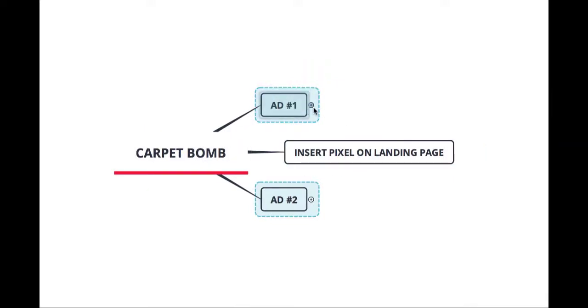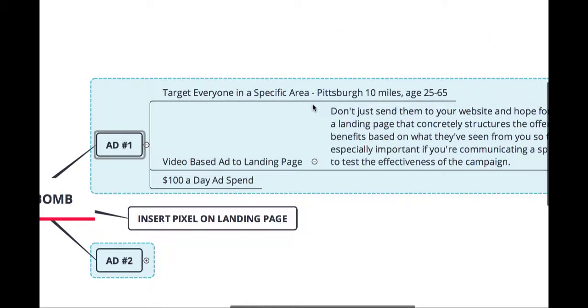You're going to have an ad one where what you want to do is just target everyone in a specific area. For example, we could open up Ads Manager and target everyone within, say, the city of Pittsburgh within 10 miles. Ages 25 to 65. So that's a pretty big demographic, like 90,000 people or something like that. And then in ad two, we're going to do more detailed targeting where we're going to target, say, for example, just men who are interested in one certain activity, who are maybe single or divorced.